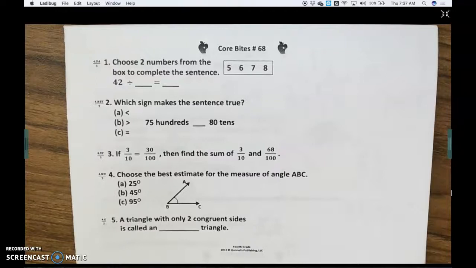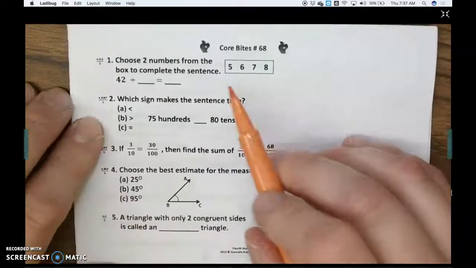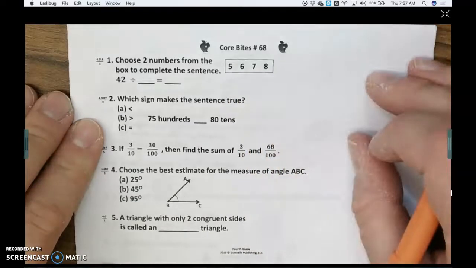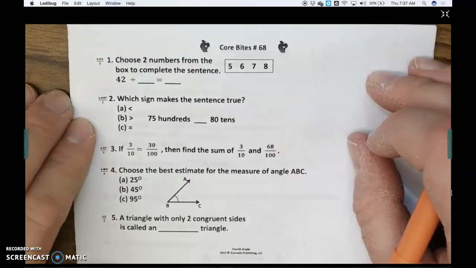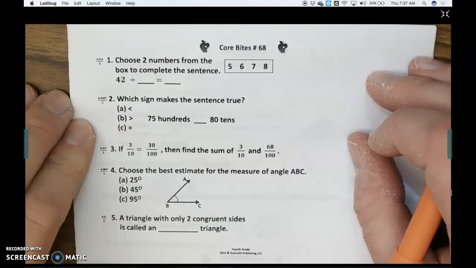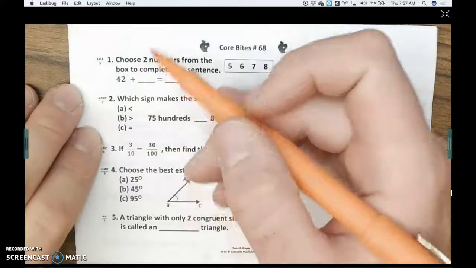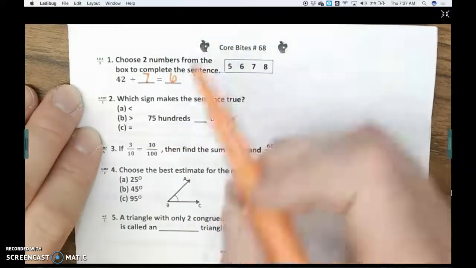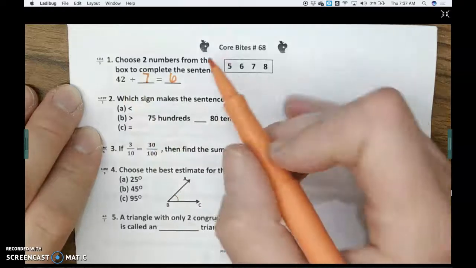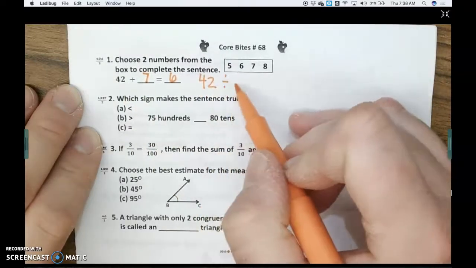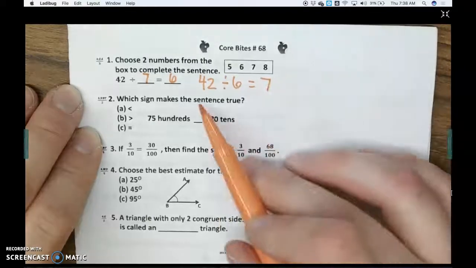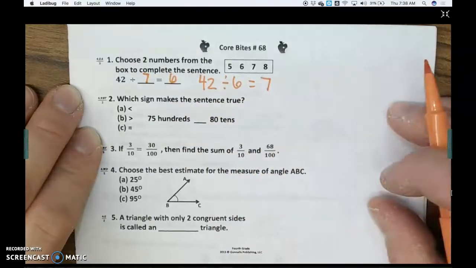So the first one says, choose two numbers from the box to complete the sentence. And you have 42, so you've got to divide it by something to get something. And so you've got 5, 6, 7, and 8. So if you know your multiplication facts, you know that 6 times 7 is 42, or you could say 7 times 6 is 42. So the same is there for the opposite. So 42 divided by 7 gives you 6, because 6 times 7 is 42. Or you could say 42 divided by 6 equals 7. Because remember, you can flip them, they're commutative, so you can do whichever order you'd like to do.